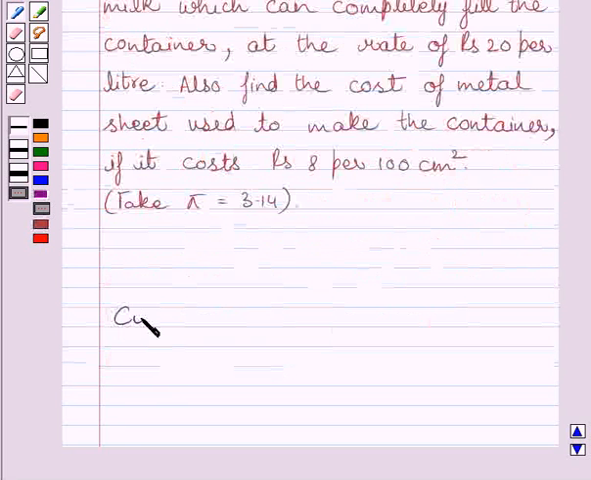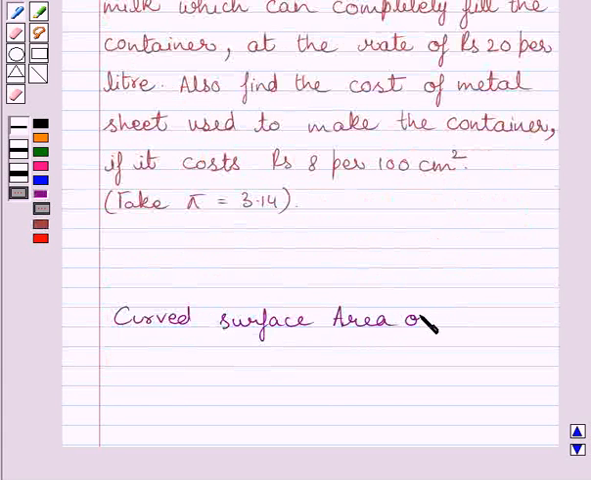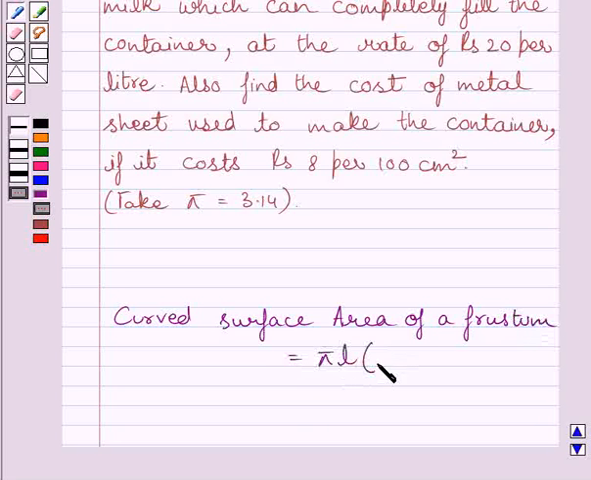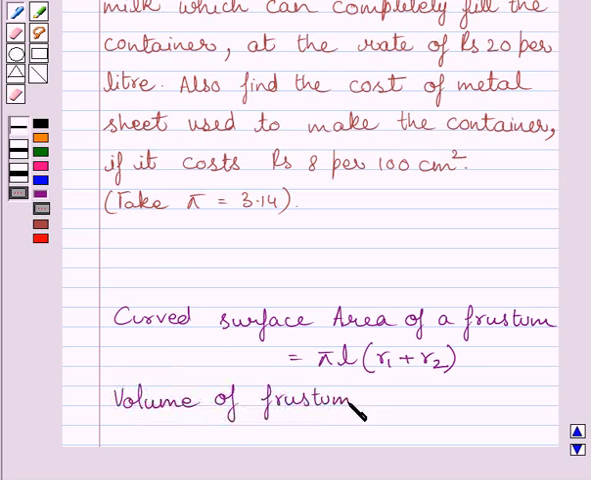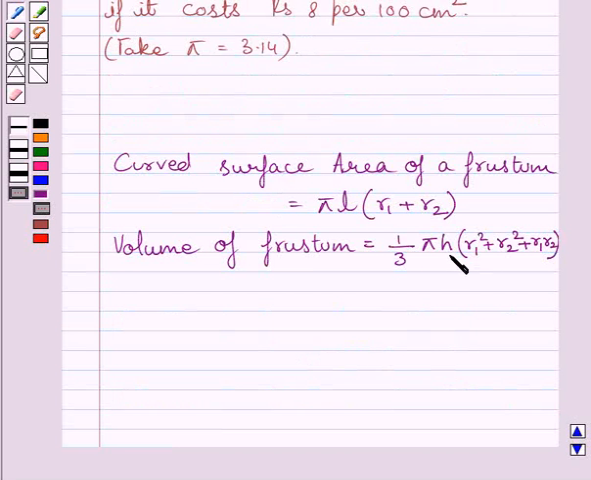First of all, let us understand that curved surface area of a frustum of a cone is equal to pi multiplied by L multiplied by R1 plus R2, where L is slant height of the frustum and R1 and R2 are radii of two circular ends. Also, volume of frustum of a cone is equal to one upon 3 pi h multiplied by R1 square plus R2 square plus R1 R2. Now here h is the height of the frustum and R1 and R2 are radii of two circular ends of the frustum.